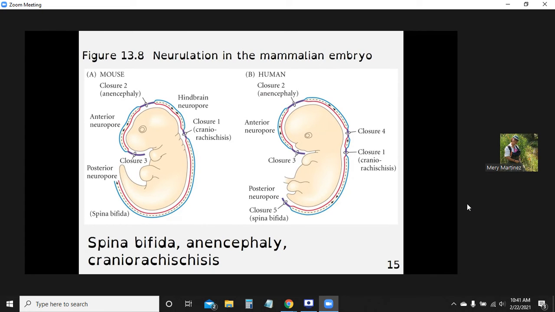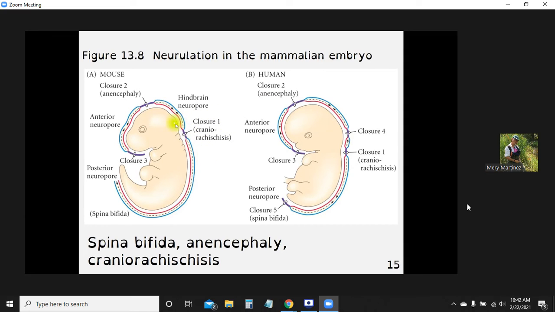Now, that closure of the neural tube happens in different ways depending on the animal. So here we have the mouse and we have the humans, okay? And in chicks it's a little different. In chicks, the neural tube closure starts at the level of the midbrain and then zips towards each end in both directions, okay? Mammals, even though these two are mammals, typically initiate closure of the neural tube in several places. And this is how we have closure.